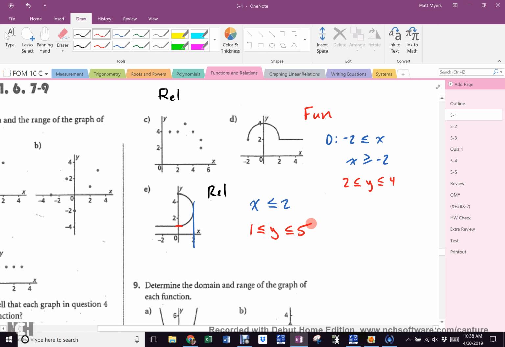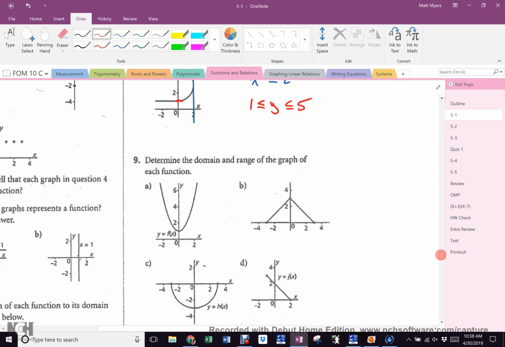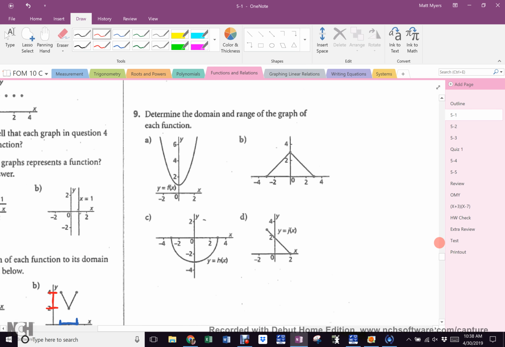Everybody got it? It's pretty easy, right? It's just looking at the graph. The hardest thing is these arrows, isn't it? Right? Okay, number 9. You haven't seen something written this way. That's okay, though, because you have a graph to work with, right?